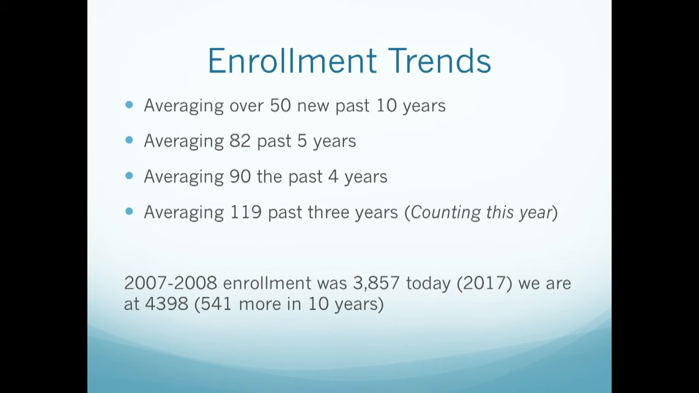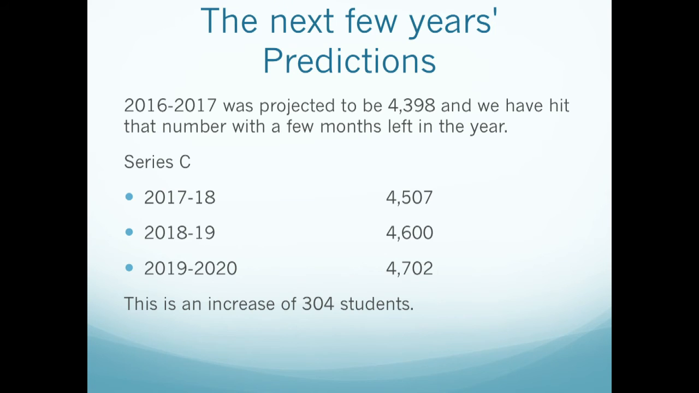We have a lot of homes that are turning over. These numbers do not include any projected new housing developments. This is just off of current enrollment, current homes that we have. And that is why we have been using the Series C to make our plans. These are the Series C numbers. For 2017-18 would be 4,500. For 2018-19, 4,600. And then 2019-2020, 4,700. That would be an increase of 304 students over that period of time. We do believe that we're going to be hitting those numbers because we've been seeing similar numbers the past 3 or 4 years.